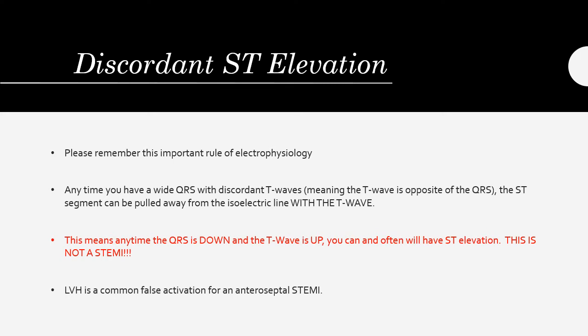And so, as you're going to see in a couple examples here, LVH, because V1, V2, and V3 are negative and wide, they end up with downward QRSs and upward T waves, and they have ST elevation in those leads. They're often falsely activated for an anteroseptal MI, and they are not. I'll give you some examples here.